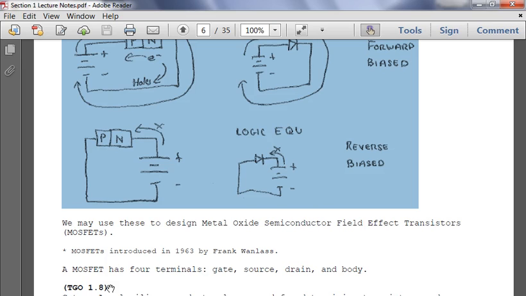These were invented in 1963, and there are 4 elements to a MOSFET field effect transistor. You're going to have a gate, which I kind of alluded to earlier.